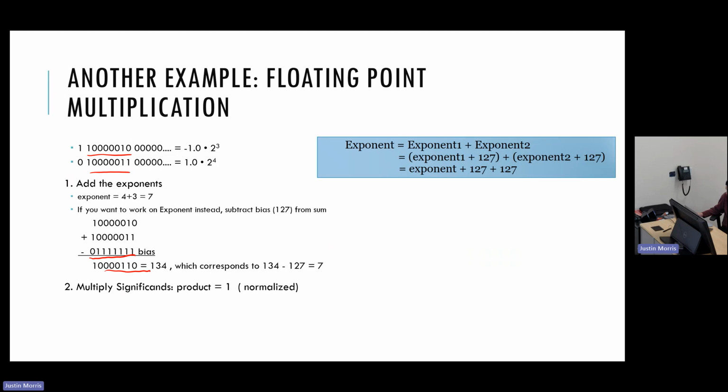I'm going to multiply the significands. It's just 1 times 1, right? So I get 1, and we determine the sign. 1 was negative, 1 was positive, so the sign is negative. And then I didn't need to normalize, so I can use this result directly. But again, if you want to subtract the bias from both and then re-add it in the end, you can do that instead.